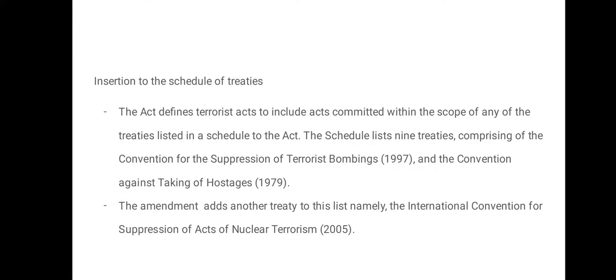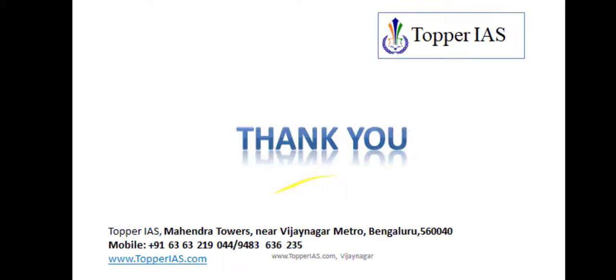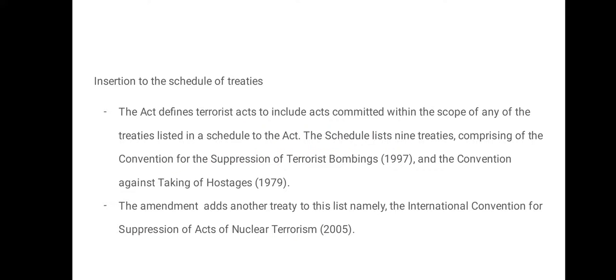Then the insertion of treaties in the Schedule. The act defined terrorist acts to include all those acts committed within the scope of any of the treaties listed in the schedule of the act. There are 9 treaties, comprising the Convention for Suppression of Terrorist Bombings, the Convention against taking of hostages, and so on. The new amendment adds another treaty to this, the International Convention for Suppression of Acts of Nuclear Terrorism. Remember these facts also. Activities covered under these treaties will be considered terrorist or unlawful activity and will be punished under the UAP Act of 1967.